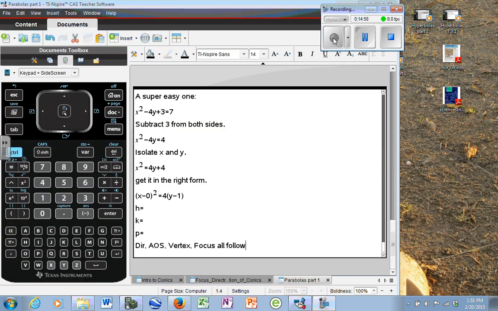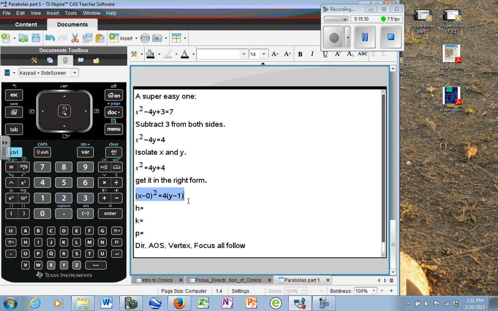One more example of that kind of thing where you have to change the form. This one's really easy because it doesn't have any x squareds. We just need to get the x's and the y's away from each other. Let's start by subtracting 3 from each side, and it turns into this. Now I get the x's and the y's on opposite sides, and that turns into this. I just put it in the form so I can pick out all the parts and think logically about all the pieces. There's nothing over there with x, so I can say x minus 0. Factor a 4 out of the right side, so 4 times y minus 1.